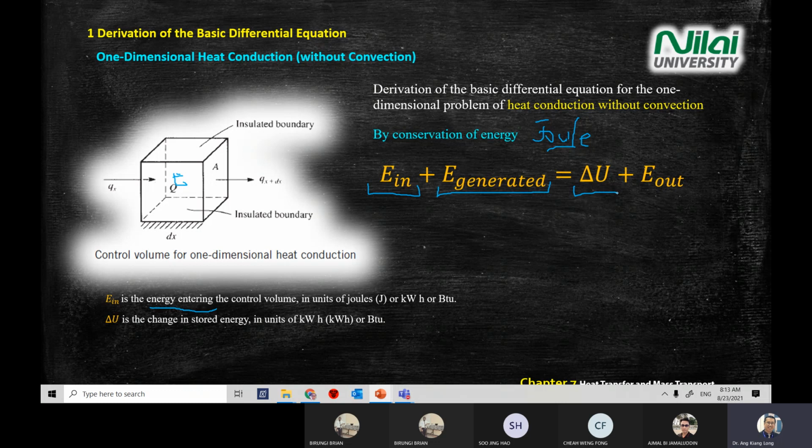So on the right hand side, what does U mean? U is the stored energy, and delta U is the change of stored energy. So anything that changes the inside stored energy, you put it on the right hand side, plus what is coming out. This is an important concept. On the left hand side you focus on input and generated energy. On the right hand side, you focus on stored energy and the energy coming out from the control volume. Quite direct, right? So E in plus E generated equals delta U plus E out. What is in will equal what is out.